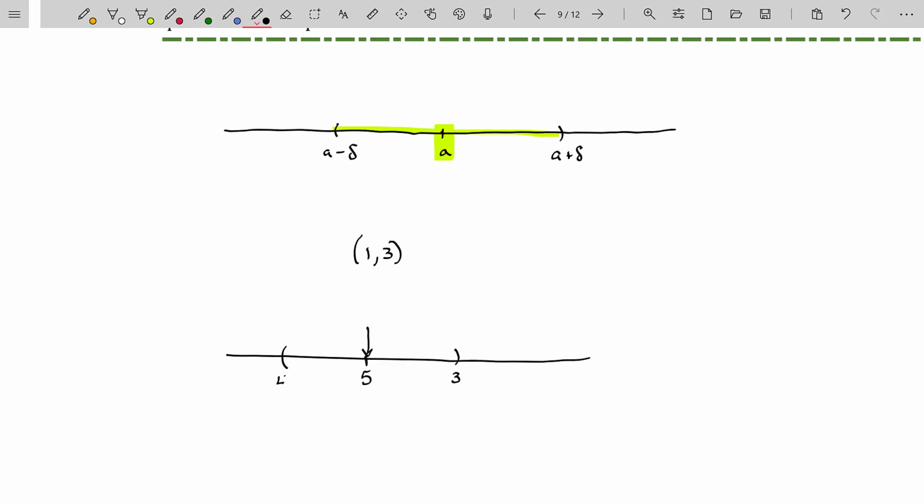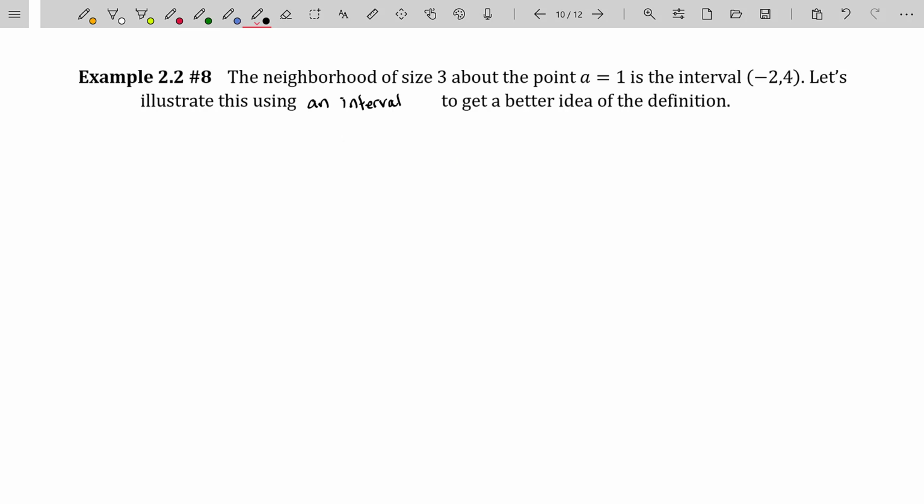In other words, it goes down to 4 and it goes up to 6. That's the radius of 1, right? 5 plus 1, 5 minus 1. For example, the neighborhood of size 3 about the point A equals 1 is the interval from negative 2 to positive 4. Let's go ahead and illustrate this using an interval, specifically a graph of an interval, to get a better idea of the definition.